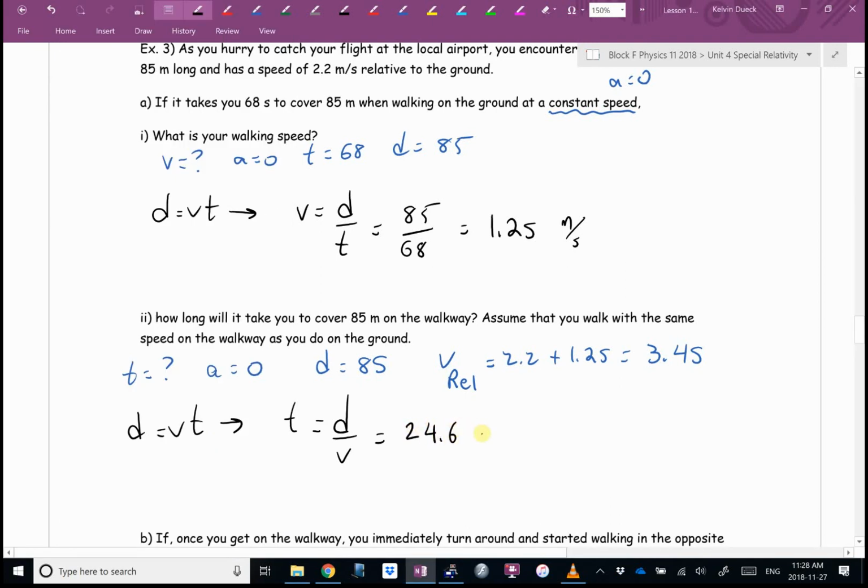How much time did it save me? How long would it take me to walk 85 meters on the ground? 68 seconds. I did it in 24.6. If you don't think that airports haven't calculated that out and they've realized this allows them to get jets off faster, because it costs them money to build those walkways. They didn't build them to be nice to you. They built them because if they can save you time getting to your next gate, that lets them get more jets in per hour, and that's millions of dollars in profit.